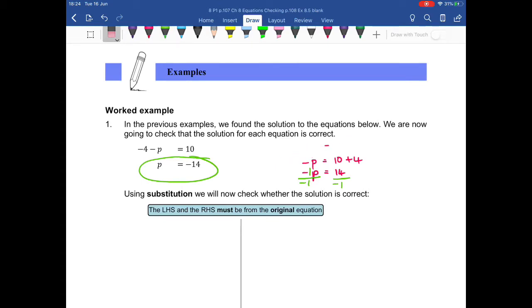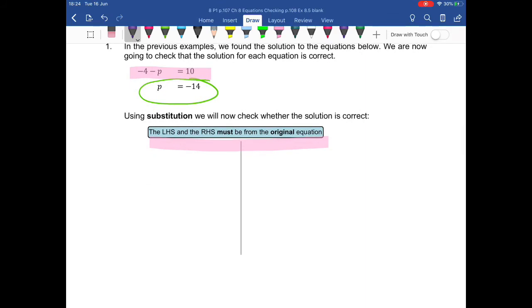So that is the solution that we are going to check. We're going to see whether that is correct. It's very important to remember the left-hand side and the right-hand side must be from the original equation. So the first line of the equation I am going to write, I'm going to separate: left-hand side there, right-hand side there. I'm going to replace the equal sign by this ruled line over here.